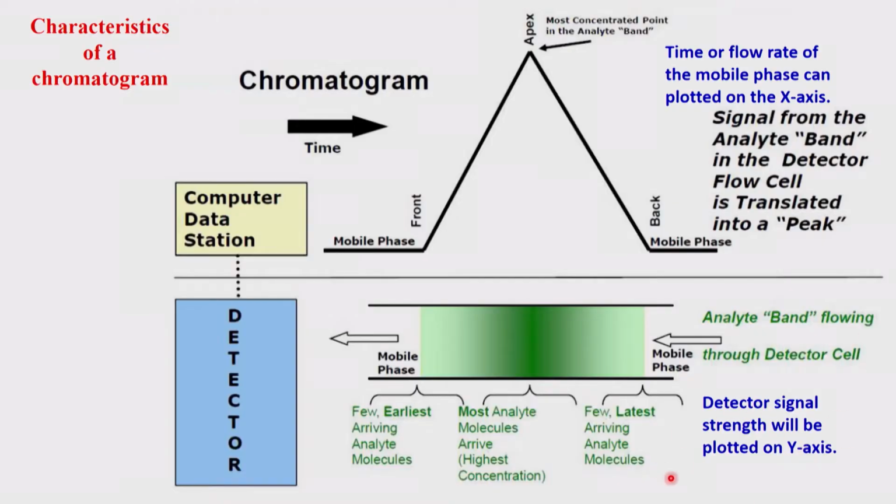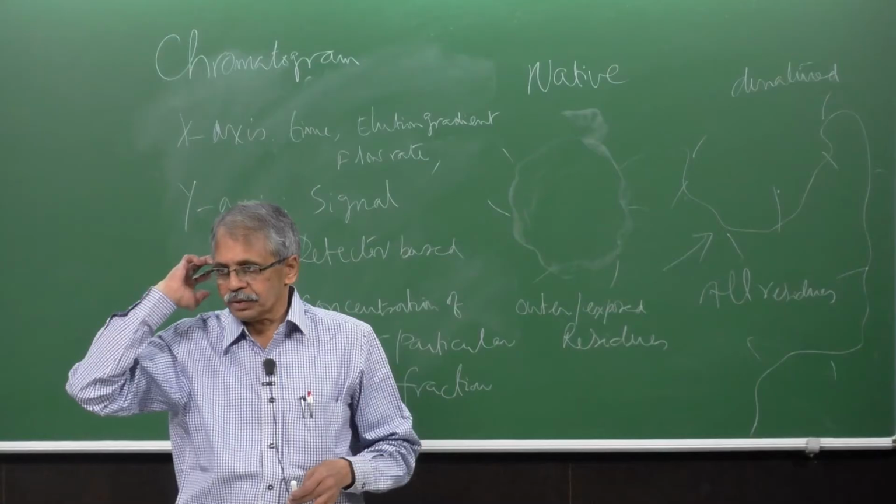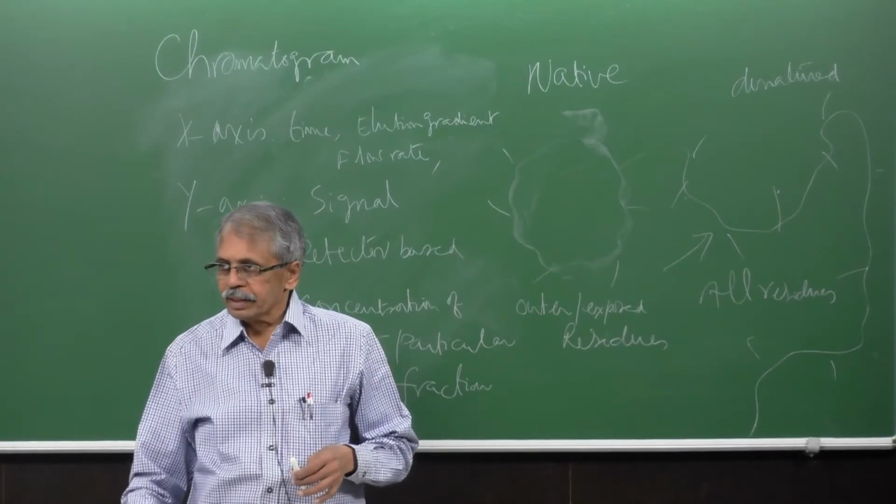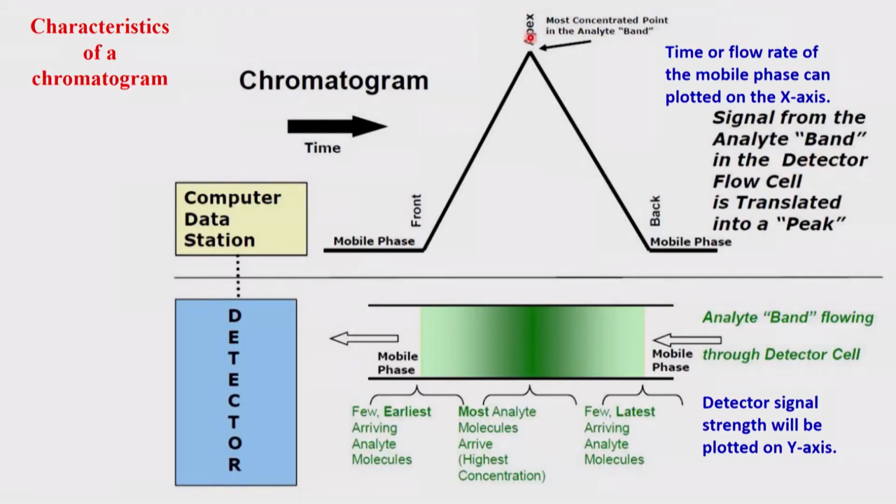On the y axis you can use the detector signal strength, which is directly proportional to the concentration of that compound. What kind of detector signal, I am going to tell you a bit later. So, this is referred to as the chromatogram.